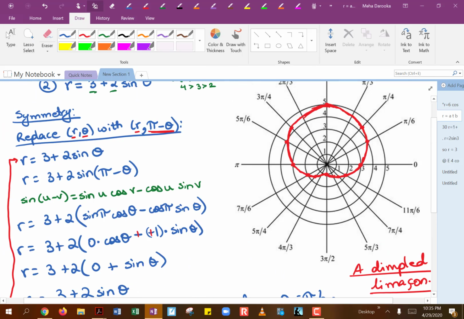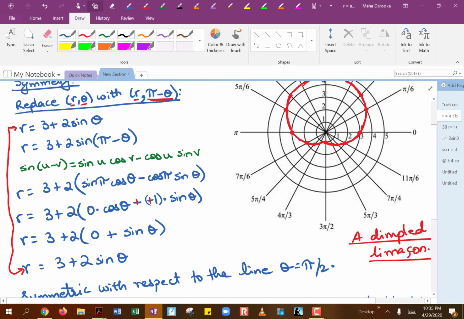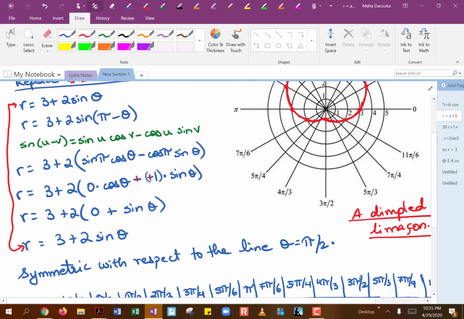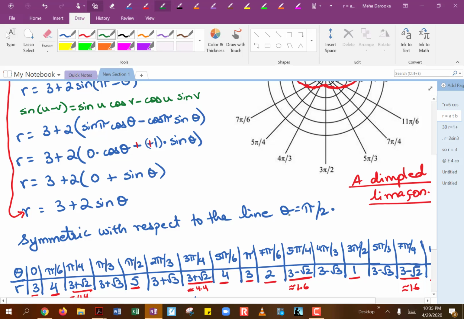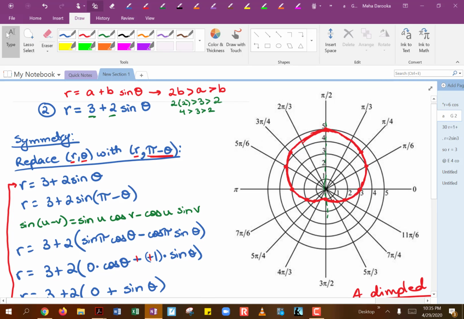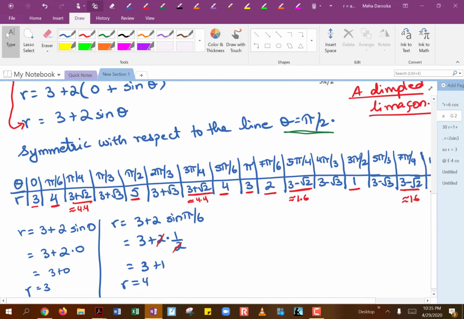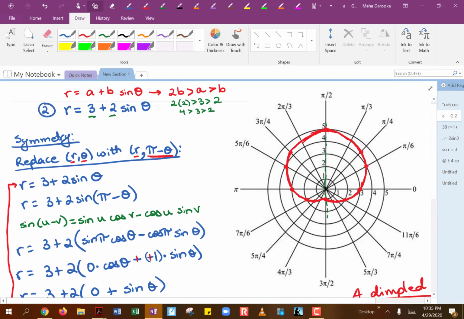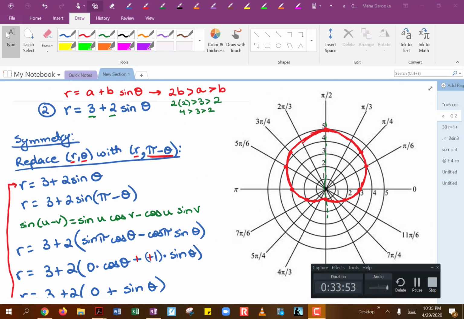Okay, so that's what this shape of your graph is called, but this is how we would use symmetry. And basically your symmetry was with respect to the line theta equals pi half. So you can see if we fold our graph along this line over here, those two halves are going to be equal, they will coincide. So this is how you would come up with the graph for this equation over here.